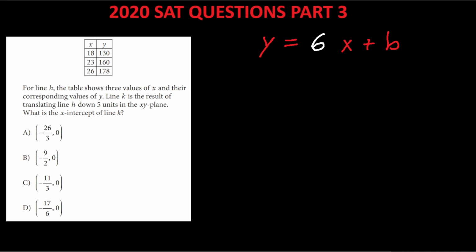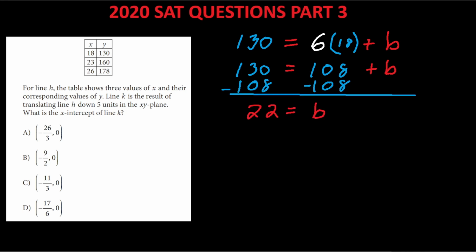Now we need to find b, and in order to do that, we'll take one of the points. So I'll use 18 and 130 and substitute those values in to solve for b. Next, I simplify. And then I subtract 108 from both sides, which gives me a b value of 22.